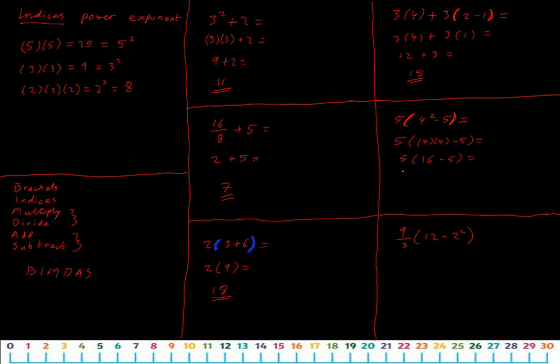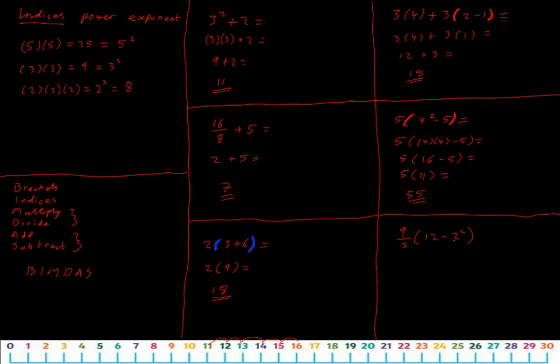Now I can finish up tidying up my bracket. I have 16 minus 5 on my number line. If I get stuck, I can go 5 places smaller. 1, 2, 3, 4, 5. And I end up down at 11. And then 5 multiplied by 11, a number outside a bracket, means that I'm multiplying. I end up with 55.